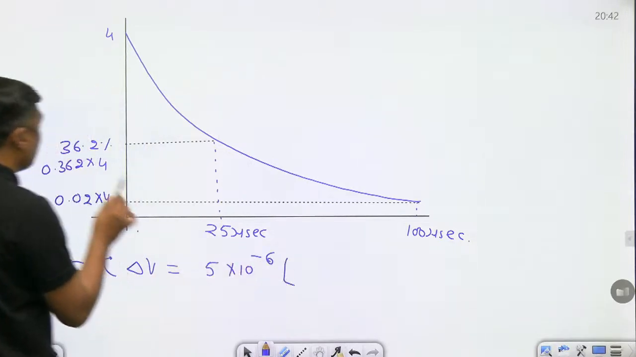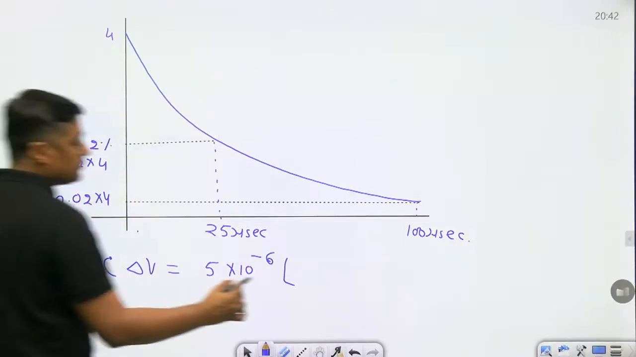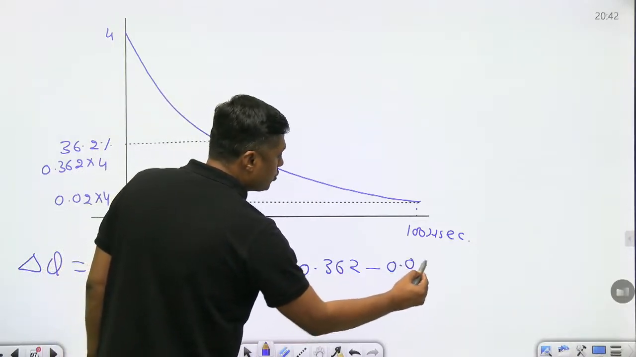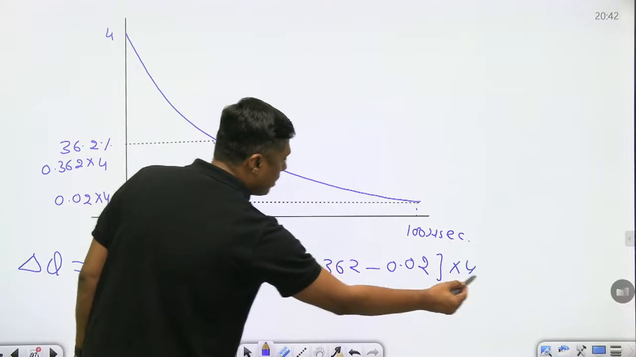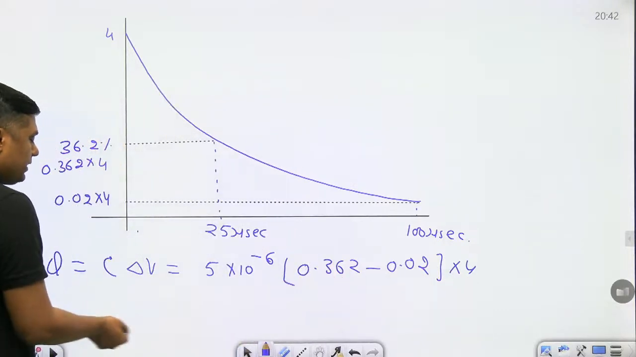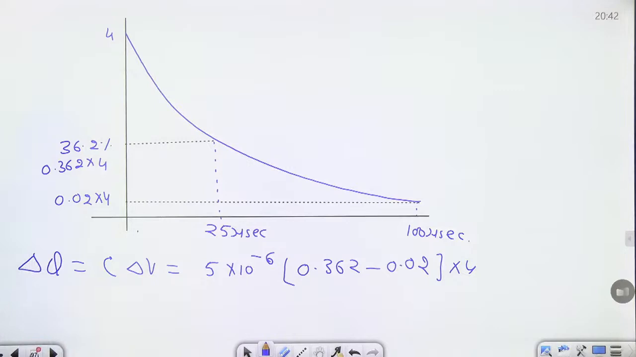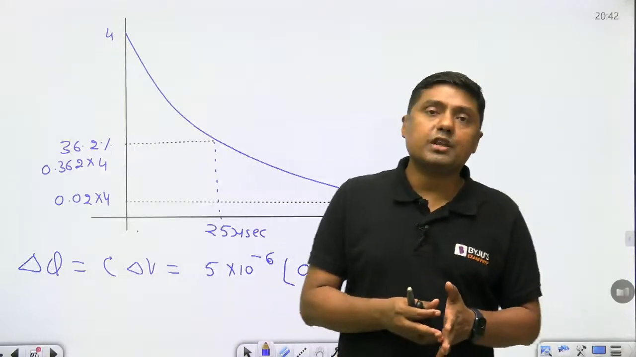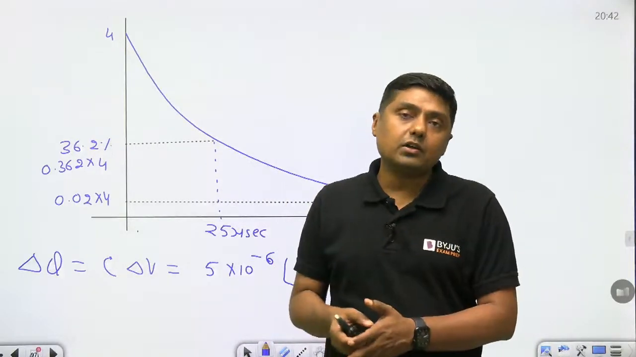What is the change in the voltage? 4 is common. 0.362 minus 0.02 into 4. That is the change in the voltage. Multiply it and you will get the change in the charge. So here we are calculating the value in 25 microsecond. What will be the value in 100 microsecond?